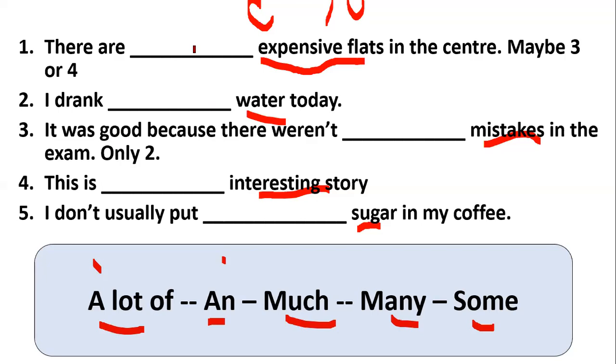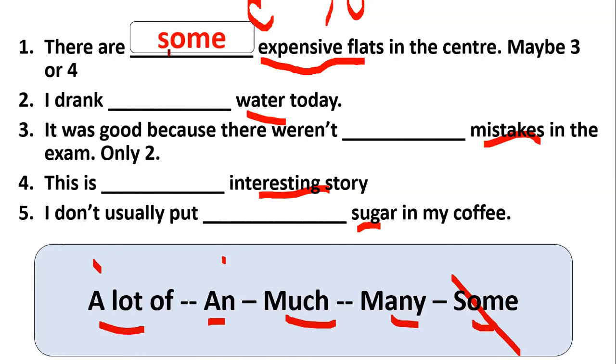I'm going to read the sentences and I don't want you to tell me the answer until I finish reading each sentence. So I have, there are blank expensive flats in the center, maybe 3 or 4. What did you put? I don't know. I put one. All right, so in this case, some. Remember, expensive flats, is it countable or uncountable? Flats are the apartments.